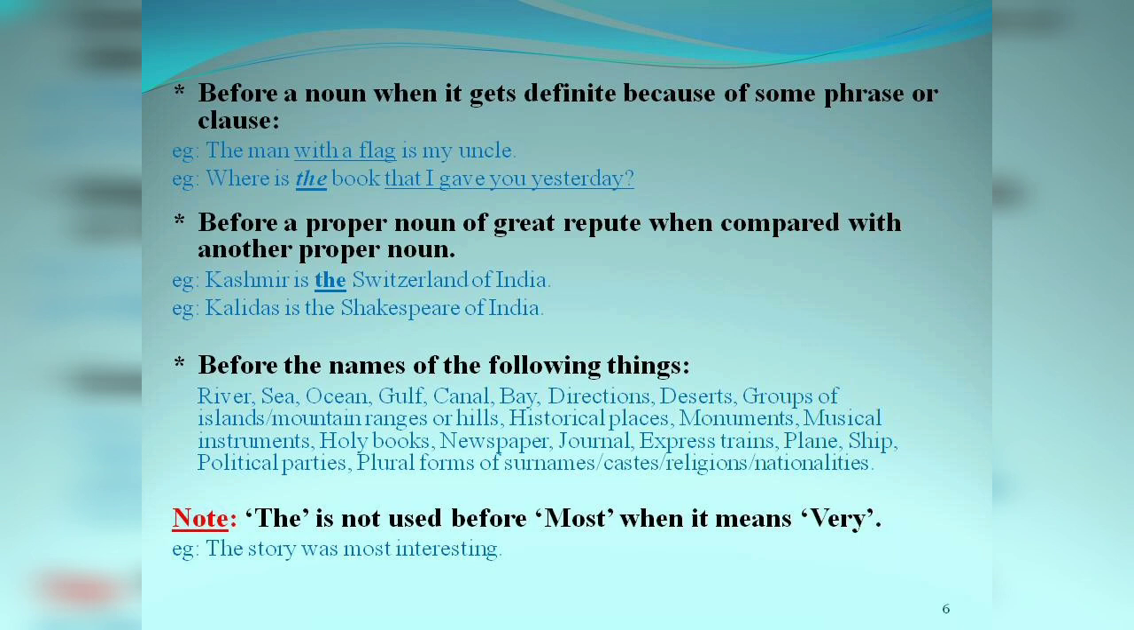One note is there: the is not used before most when it means very. Sometimes the term most is not used as a superlative degree. So in such a condition, we shouldn't use the before it. For example, the story was most interesting. Here there is no comparison, so the term most is not the superlative degree. It is merely very. So no article is needed here. The story was most interesting means the story was very interesting.